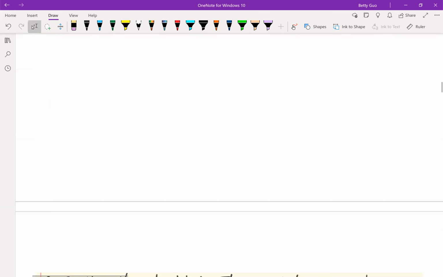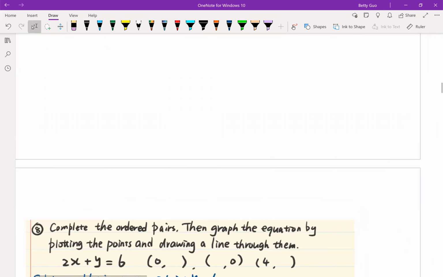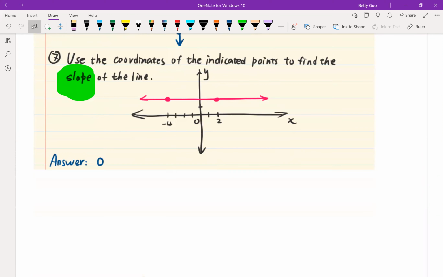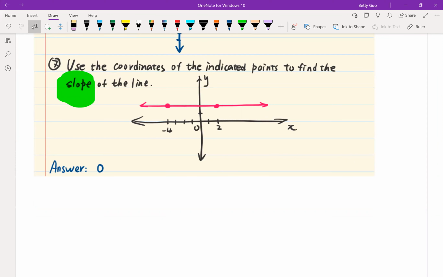Number 8, let's see. Number 7 on the review is 0 because the line is horizontal. But tomorrow, on the test, number 7 may be a vertical line. If you see a vertical line, you choose undefined. But in the review, if you see a horizontal line, you choose 0. It depends on what line you see tomorrow, okay?